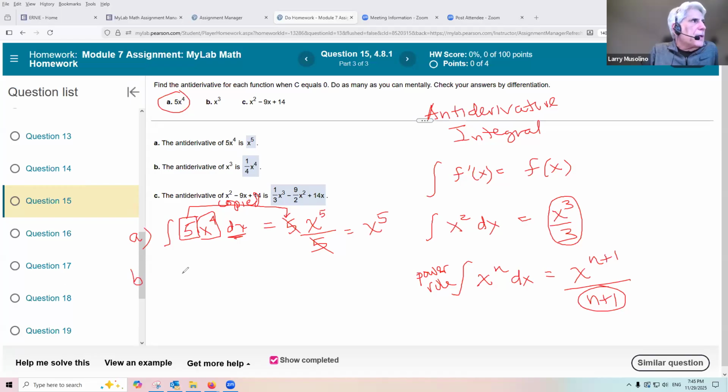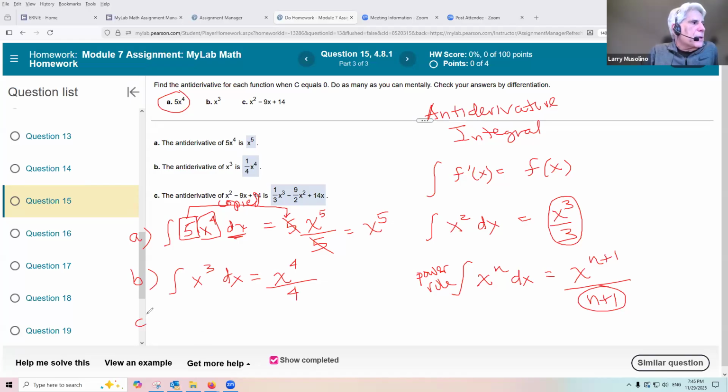All right, let's do part B. It just says, what's the integral of x to the 3? Well, the rule is you add 1 to the exponent. That's going to make it x to the 4 divided by that same exponent, 4. So that's the answer to part B.